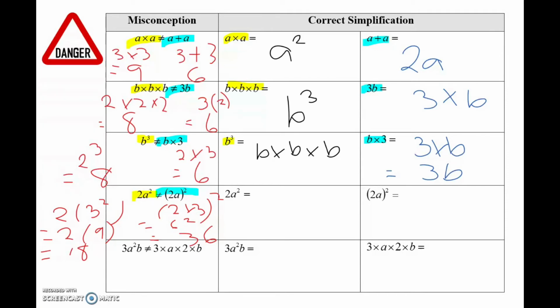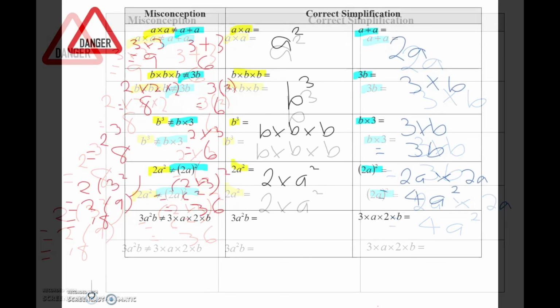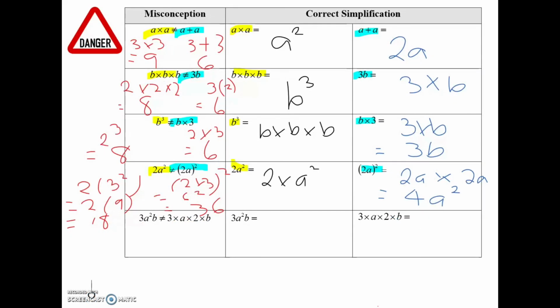So, the correct simplification for 2A squared can be written as 2 times A squared. Whereas the correct simplification of 2A whole bracket squared can be rewritten as 2A times 2A, and it can be further simplified to become 4 times A squared. Next, let us take a look at the fifth misconception.